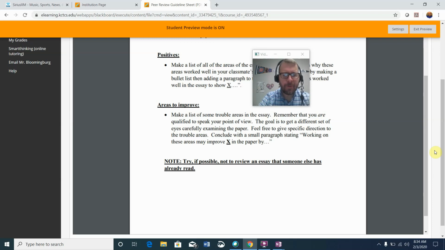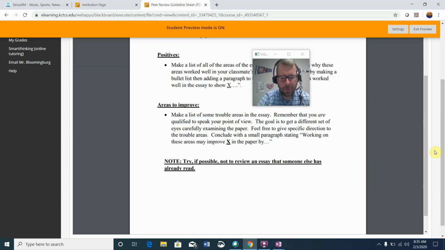Feel free again to give specific direction to the trouble areas and conclude with a small paragraph stating, working on these areas may improve X, Y, Z in the paper by. So really, you need to dig deep in these peer reviews. It's not just, hey, I liked your essay and good job. I mean, not that that's not good to hear, but it really doesn't provide helpful comments that your classmate's looking for.